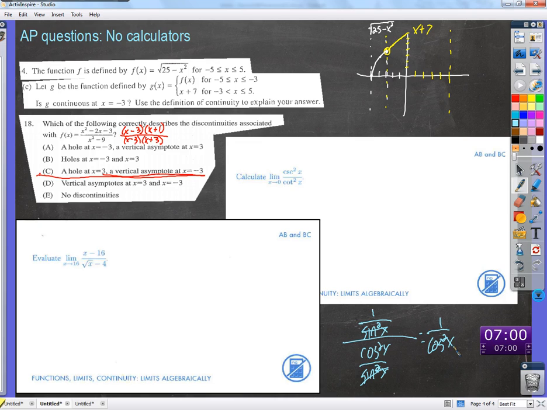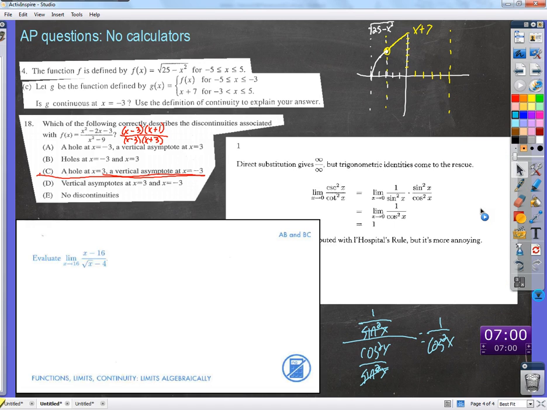1 over 1. The cosine of 0 is 1. And square that, you get 1. 1 over 1. So we get 1. I almost did that. There it is.